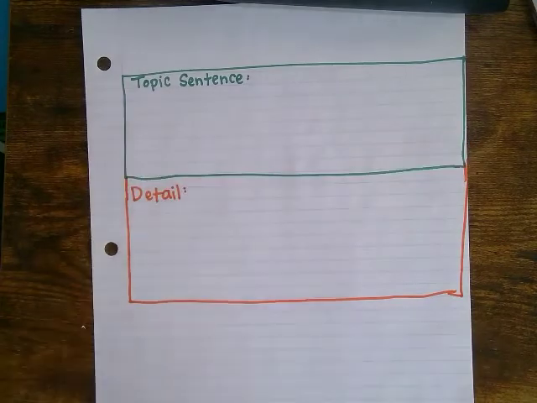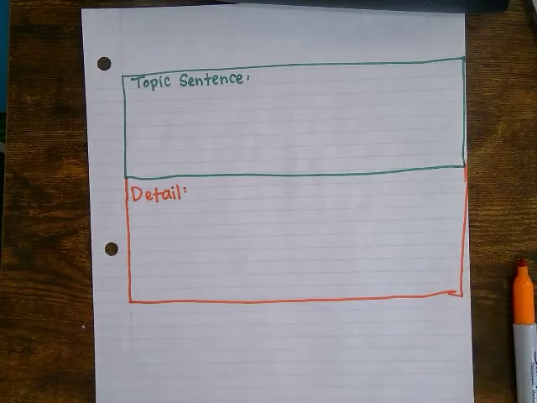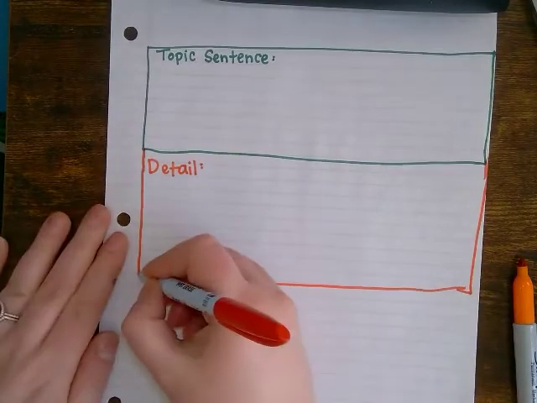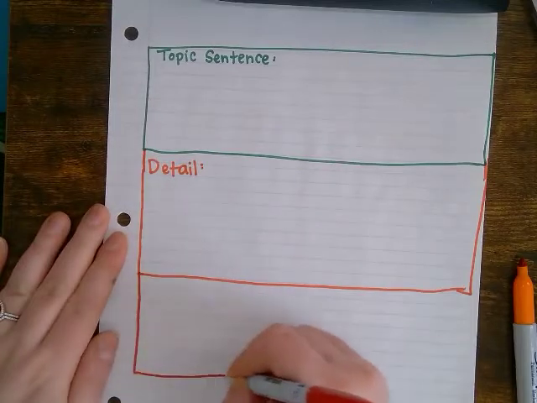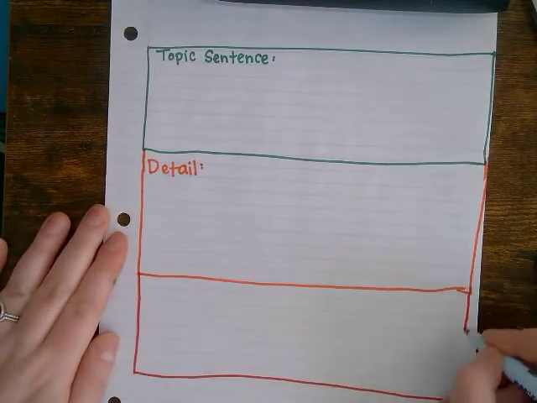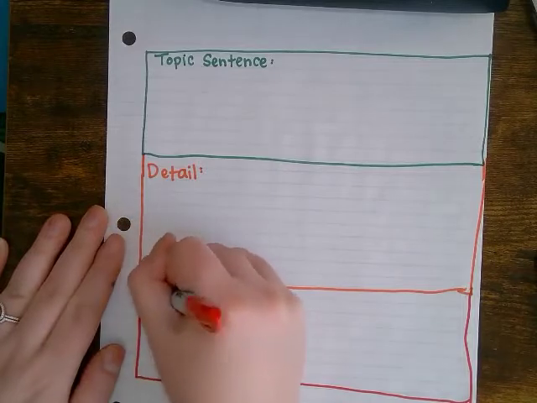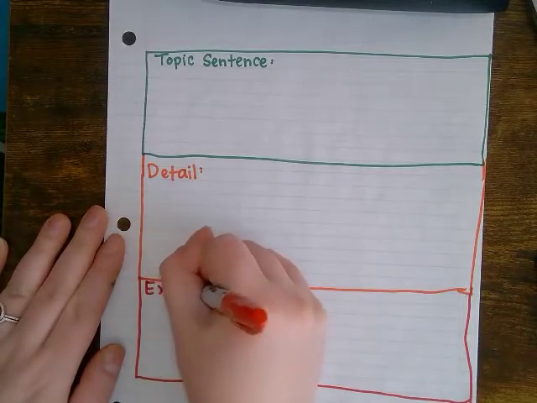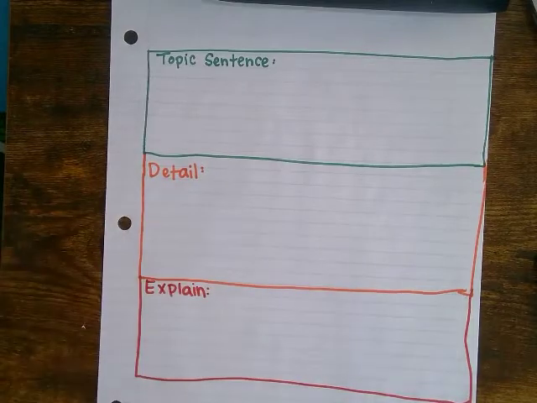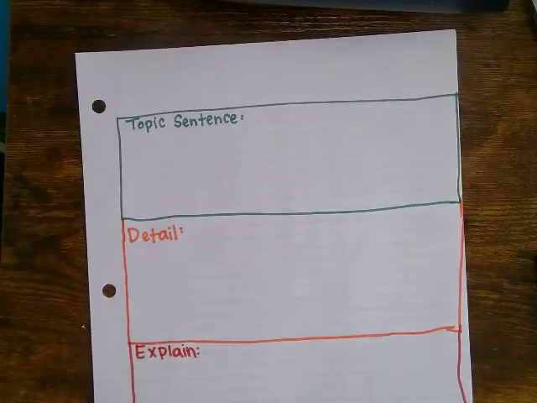And if you don't have colors for this, that's totally fine. You can do this with just a pen or a pencil, and that is no big deal. And after our detail, we'll add a box for our explain or our text evidence. Okay. And that's the first 3 sentences of our paragraph. And now, oh, I can't flip that over because my markers are kind of dark.